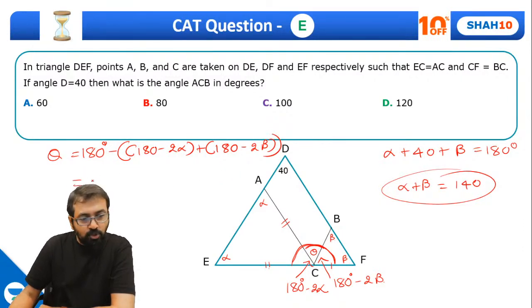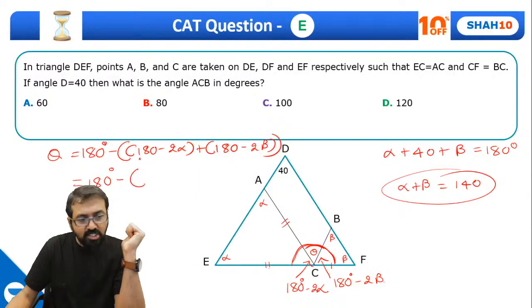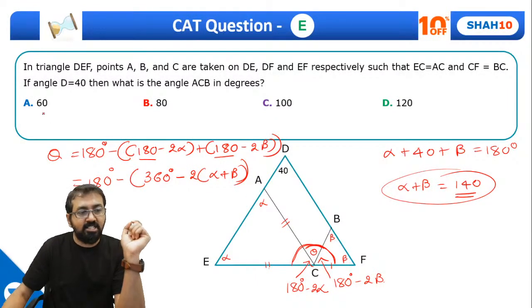Right. So if you solve this thing, it will come out to be 180 minus, now what is this going to be? So this is 180 plus 180. It's 360 minus 2 into alpha plus beta. What is alpha plus beta? 140 degree. Yes, 100 degree is the correct answer, guys.